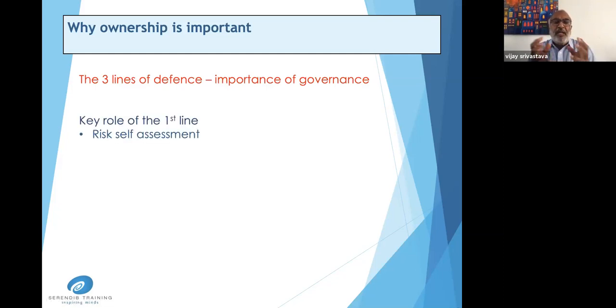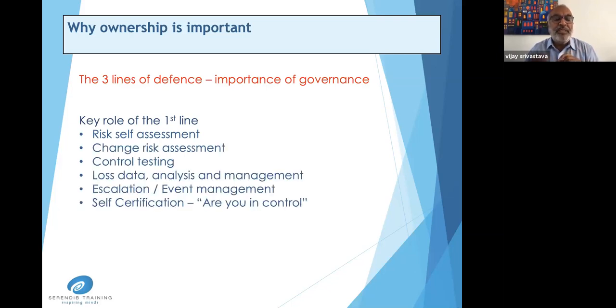Very quickly, last couple of things. What are the things that are first line? If you look at operational risk activities, let me just put a few things here: risk assessments, change risk assessment, control testing, loss data, or when you have a problem, you want to analyze it, escalate it and manage the event. When you look at this, who is the best person capable of doing these things? It's very much the first line.